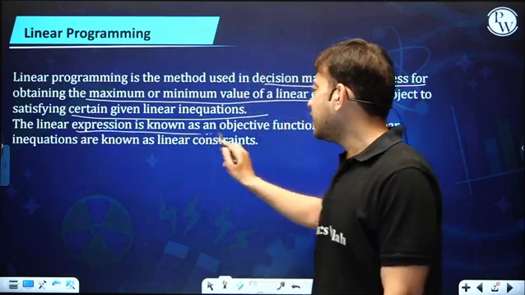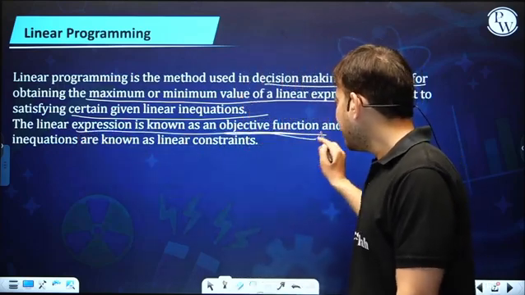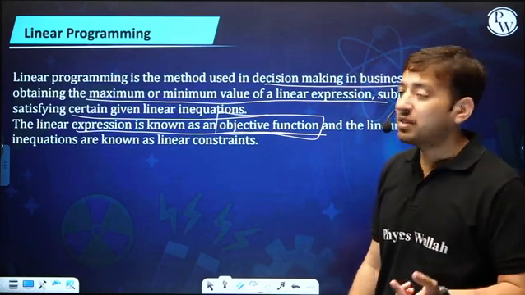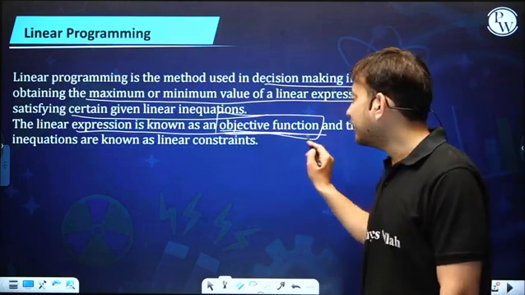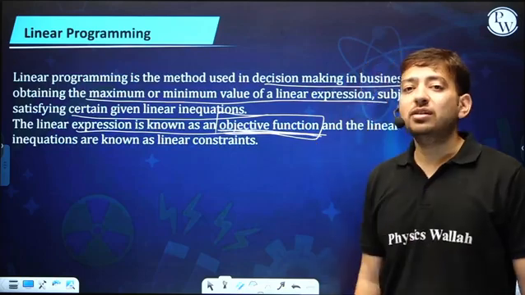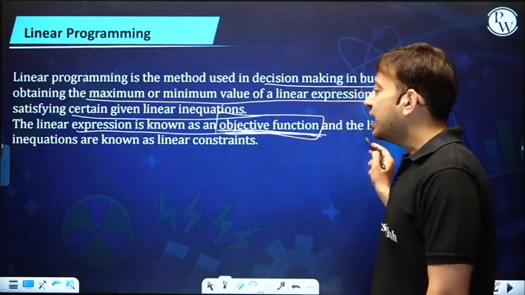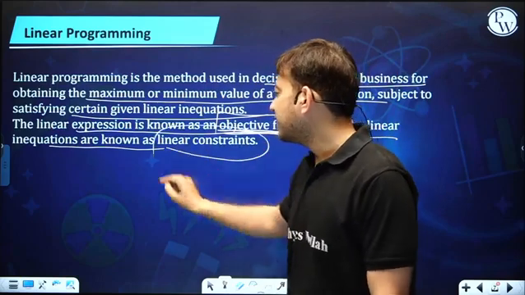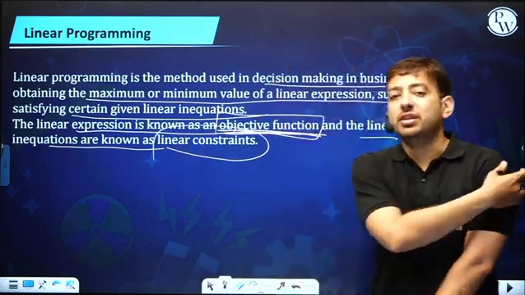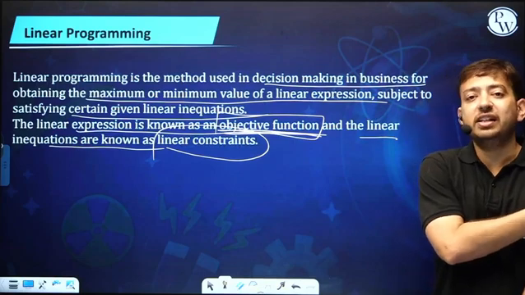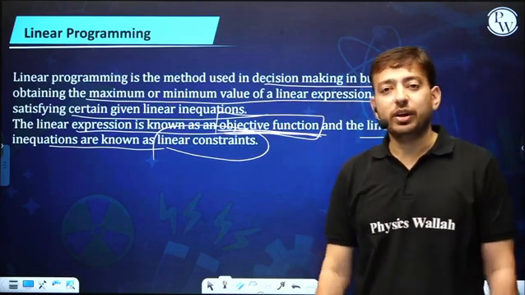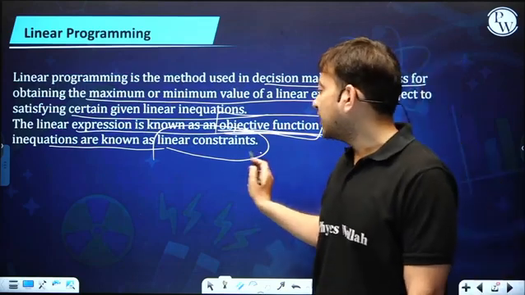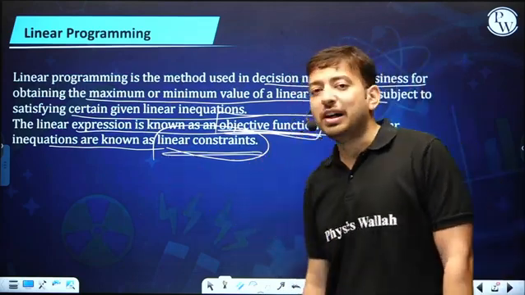The linear expression is known as the objective function. The thing which we need to minimize or maximize will be termed as the objective function, and the linear inequations are known as linear constraints. These are the two things which you need to understand.